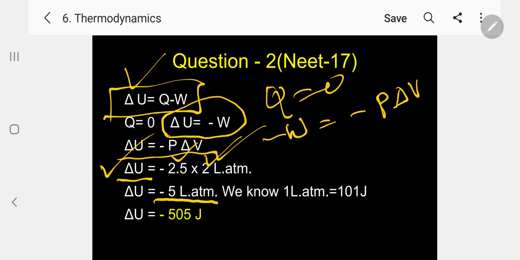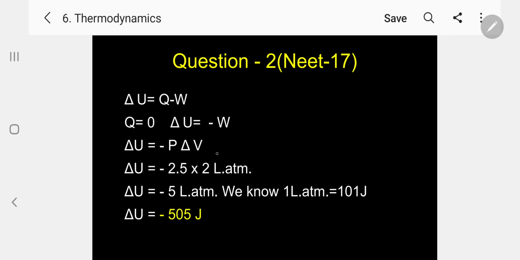The only important thing you have to memorize is that 1 liter atmosphere is equal to 101 joule. This is a technique you have to memorize. Please follow. You may not know this, and then only we will find difficulty. So please memorize 1 liter atmosphere equals 101 joule. Kindly follow. So automatically 5 into 101 is minus 505 joule.